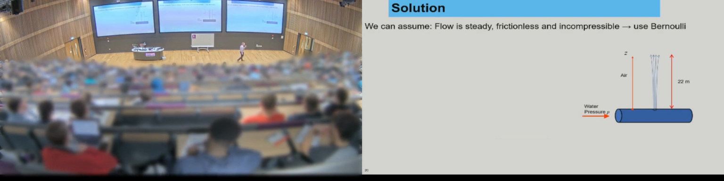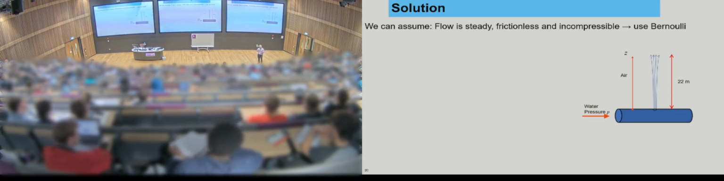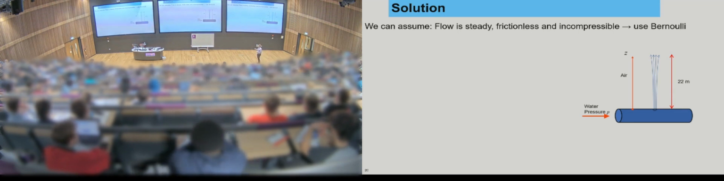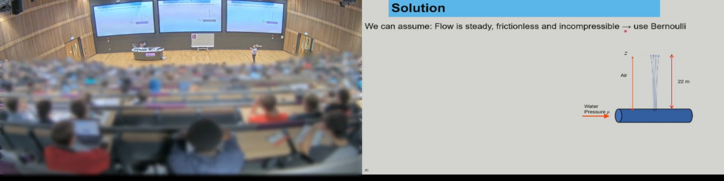So, the first thing we ask ourselves is, what about those assumptions? Do the assumptions allow us to use the Bernoulli equation? So, from the burst point up to the finish point here, the flow is steady, the flow is frictionless, and it is incompressible. So basically, tick, yes, I can start to use the Bernoulli equation.